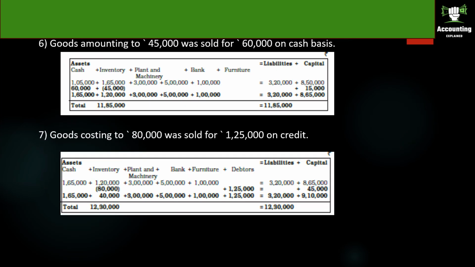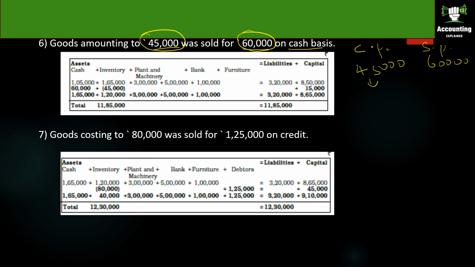The next transaction is goods amounting to 45,000 was sold for 60,000 on cash basis. So they have sold goods worth 45,000, that is stock worth 45,000 for rupees 60,000. Now there are two concepts here, that is a cost price and the selling price. Cost price is how much? 45,000 and the selling price is 60,000.